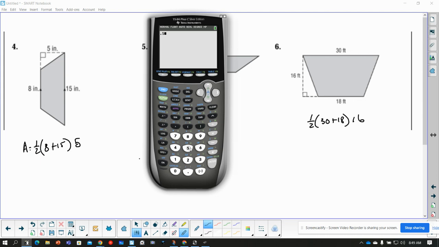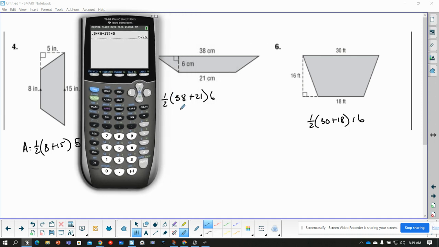0.5 times 8 plus 15 in parentheses, 8 plus 15, and then times 5. 57.5. This one is 0.5 times 38 plus 21, parentheses, 38 plus 21, and then times the 6.